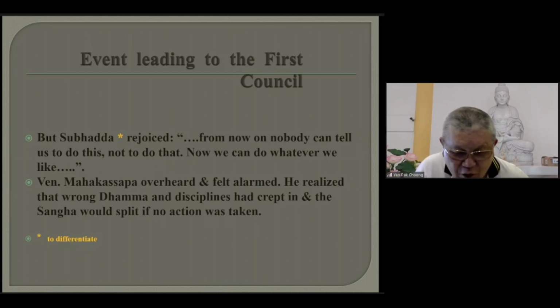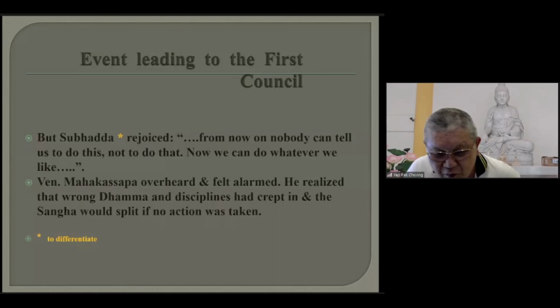He was an old man but a new monk. He rejoiced because he couldn't stand the restrictions, not to do this and that. That's why he came out with these shocking verses. He rejoiced, instead of being silent or feeling sad. Then Mahakasapa overheard. He said, oh, this new monk says like that. He was very careful, felt alarmed, surprised.